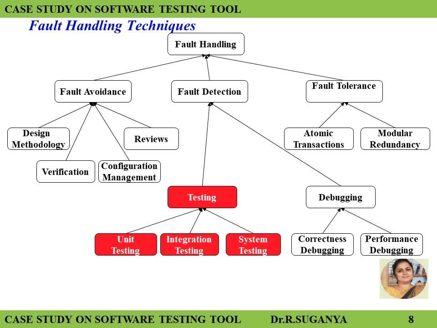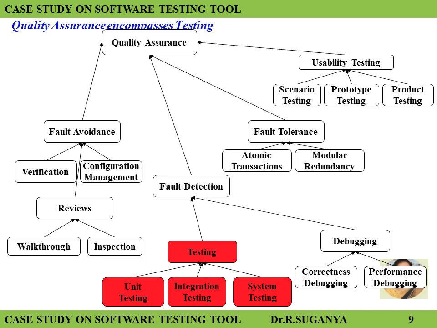Testing includes unit testing, integration testing and system testing. And we have debugging: correctness debugging and performance debugging, and fault tolerance, which includes atomic transactions and modular redundancy. Quality assurance encompasses testing. We have fault avoidance, like verification and configuration management, and reviews like walkthroughs and inspection. Fault detection has testing like unit testing, integration testing and system testing. For usability testing, we have scenario testing, prototype testing and product testing. In fault tolerance, we have atomic transactions and modular redundancy.